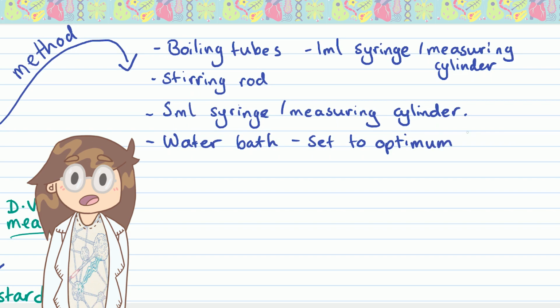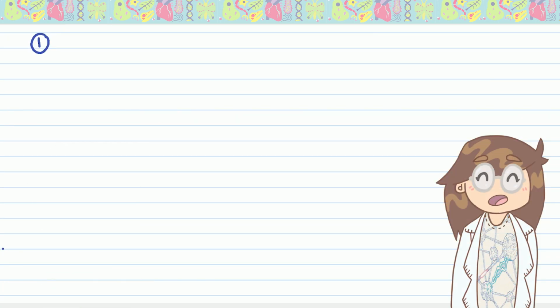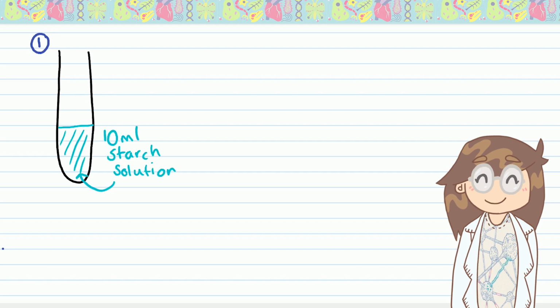So the type of amylase you'd probably be using in school, you're looking for an optimum temperature around 35, 36 degrees, somewhere around human body temperature. You'd need your spotting tile and you'd need some pipettes. You'd also need iodine solution, but I forgot to put that on my list when I was writing this down.